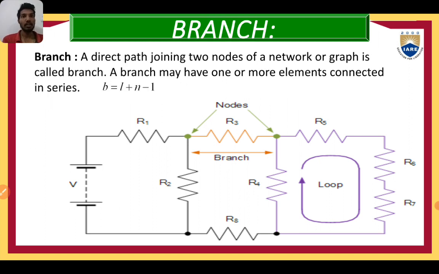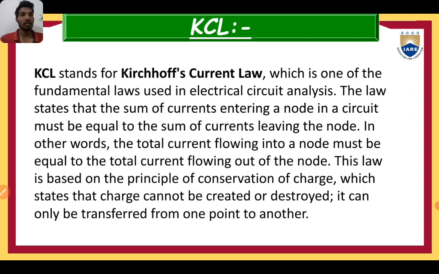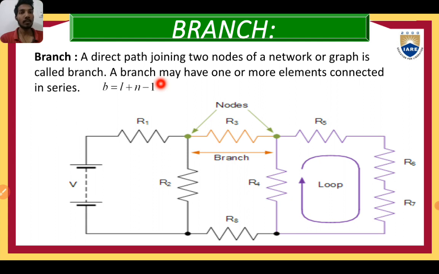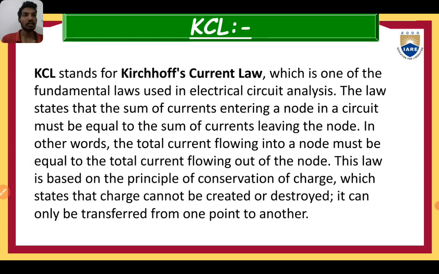Branch. A direct path joining two nodes of a network is called a branch. A branch may have one or more elements connected in series. B equals L plus N minus 1, where L is the number of loops plus N, that is the number of nodes, minus 1. That is the equation of branch.